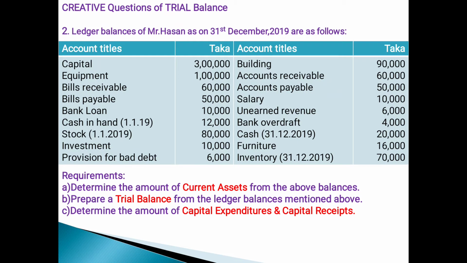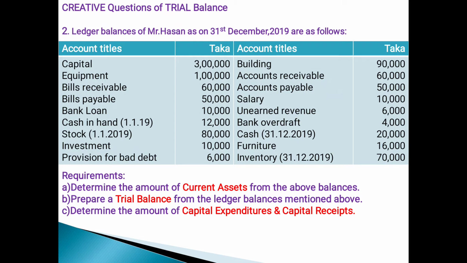Account title, Taka: capital Taka 3 lakh, equipment Taka 1 lakh, bills receivable Taka 60,000, bills payable Taka 50,000, bank loan Taka 10,000, cash in hand 1/1/2019, that is the opening cash in hand or beginning cash balance, 12,000, stock 1/1/2019, that is opening stock or beginning stock, Taka 80,000, investment Taka 10,000, provision for bad debt Taka 6,000, and billing Taka 90,000.